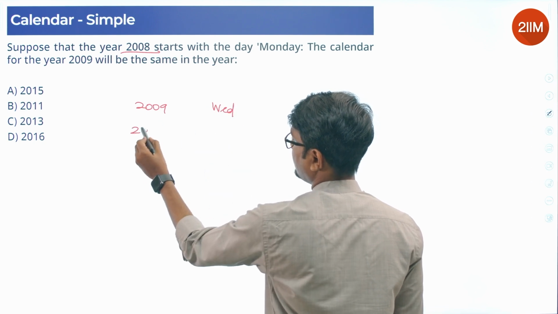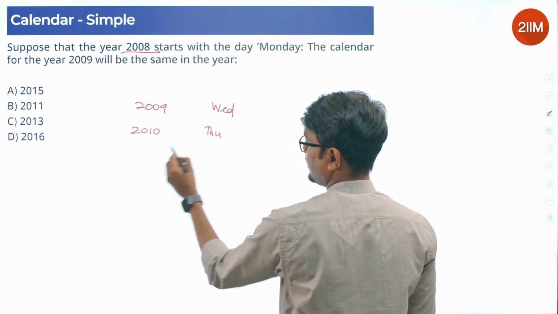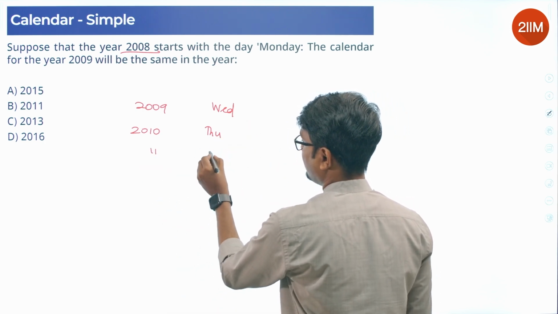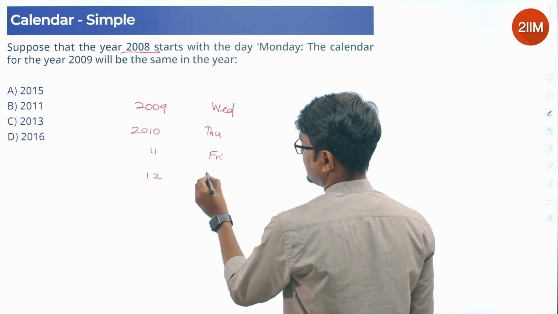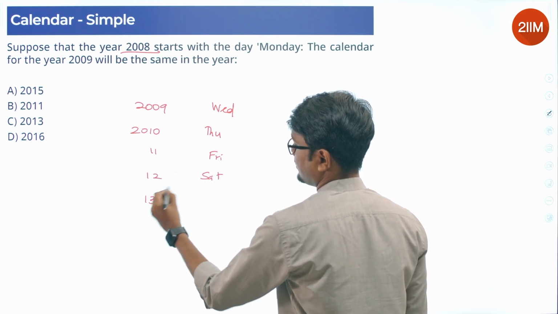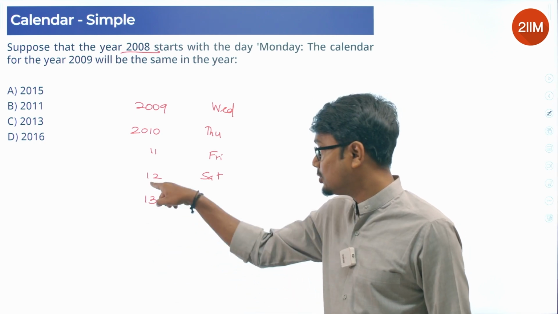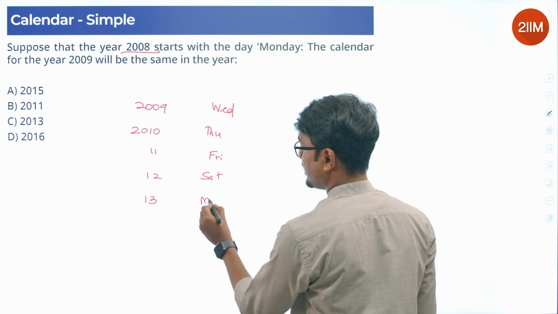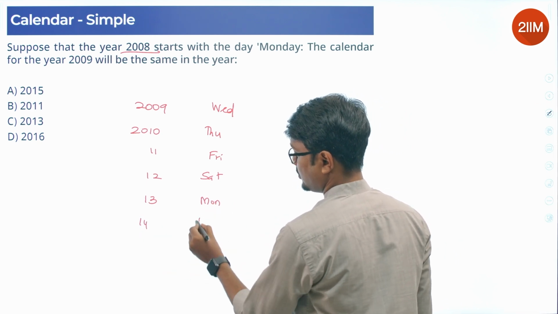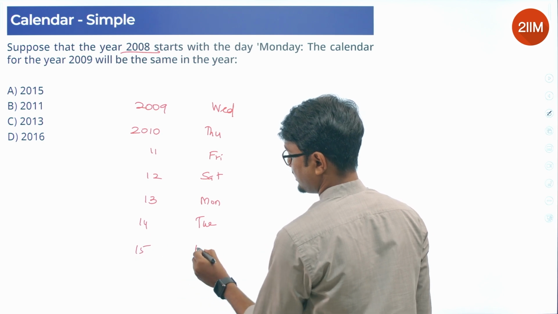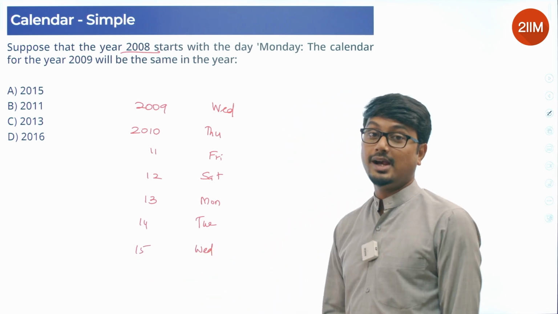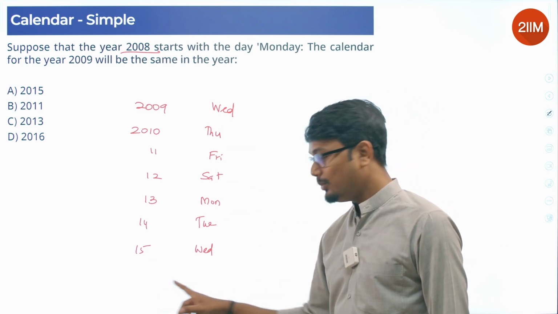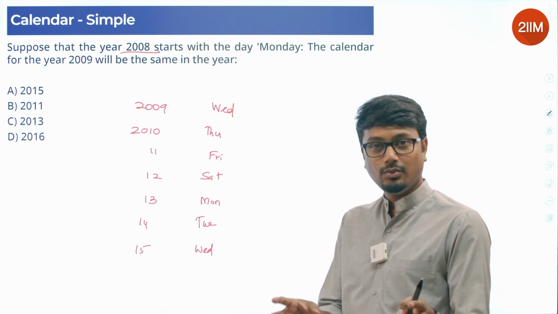2010 will be on Thursday. Jan 1 2010 will be Thursday, 2011 Friday, 2012 Saturday and 2013 it's not Sunday because 2012 is a leap year, plus 2 should be Saturday, Sunday, Monday, it should be Monday, and 2014 Tuesday and 2015 Wednesday. If Jan 1 2009 started on Wednesday, Jan 1 2015 will start on Wednesday. So this calendar will look similar.